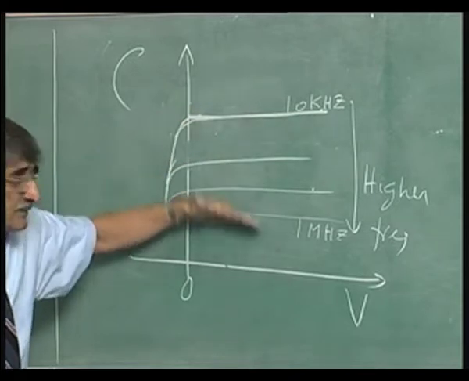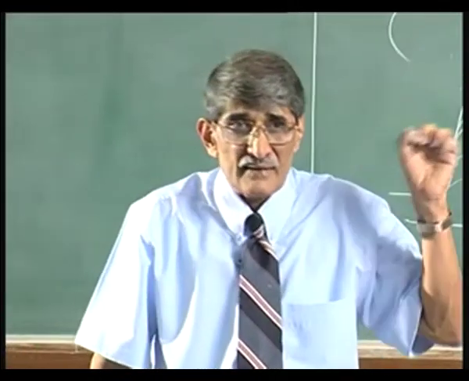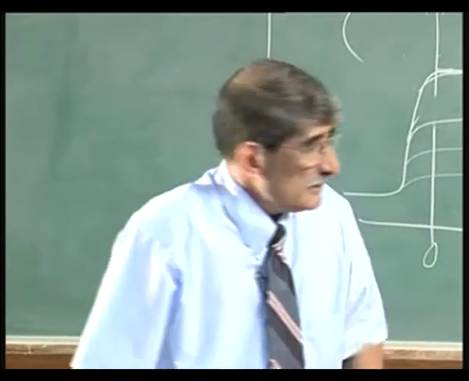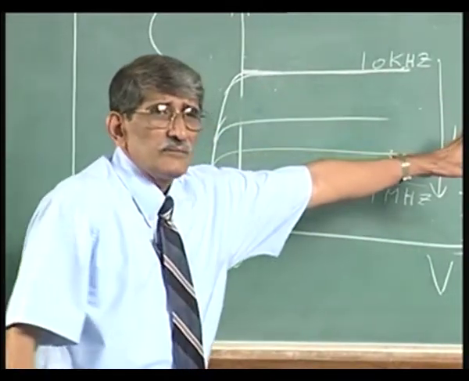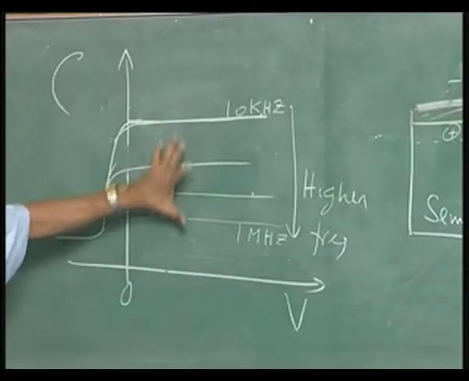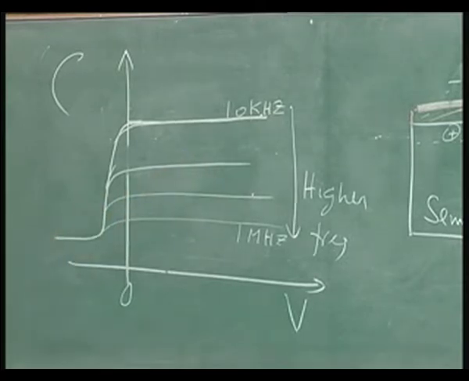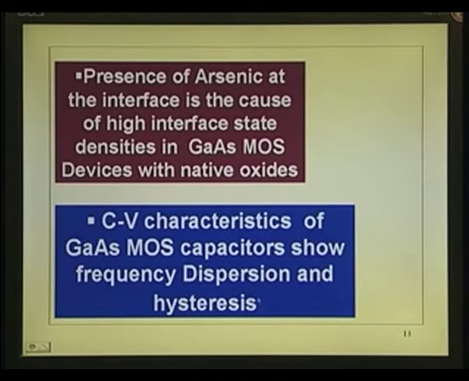The reason for this frequency dispersion is the high interface state density. We will come back to that later if necessary. Right now, because we are not going to do the math, we are just throwing it out of our range. This is the thing that is due to that. That is what is meant by the frequency dispersion.